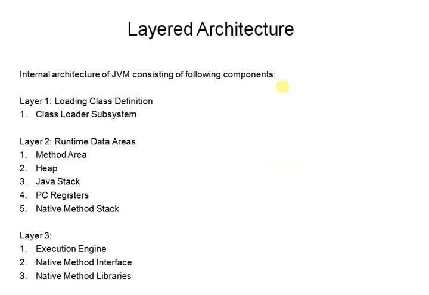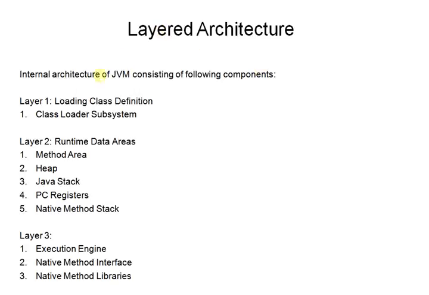In the next slide, I have defined the layered architecture of JVM. You can refer to this slide. So now let us discuss each area one by one.